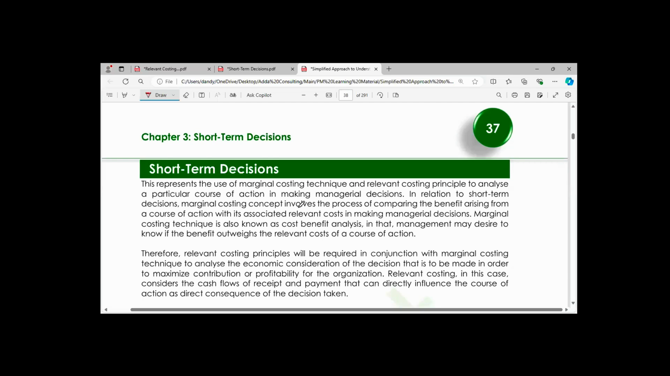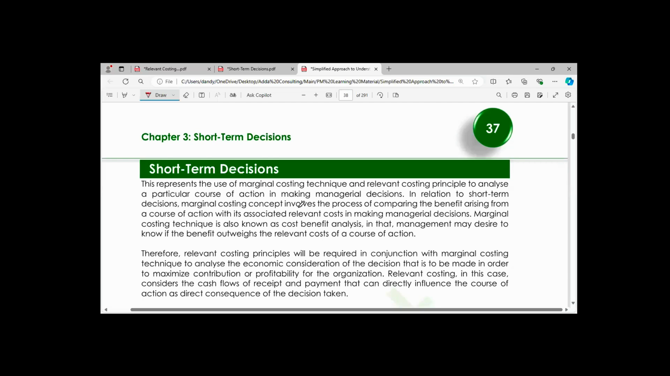Relevant marginal costing is also known as cost-benefit analysis because management may desire to know whether the benefit will outweigh the cost. When you talk about cost-benefit analysis, management wants to know whether the benefit will outweigh the cost.